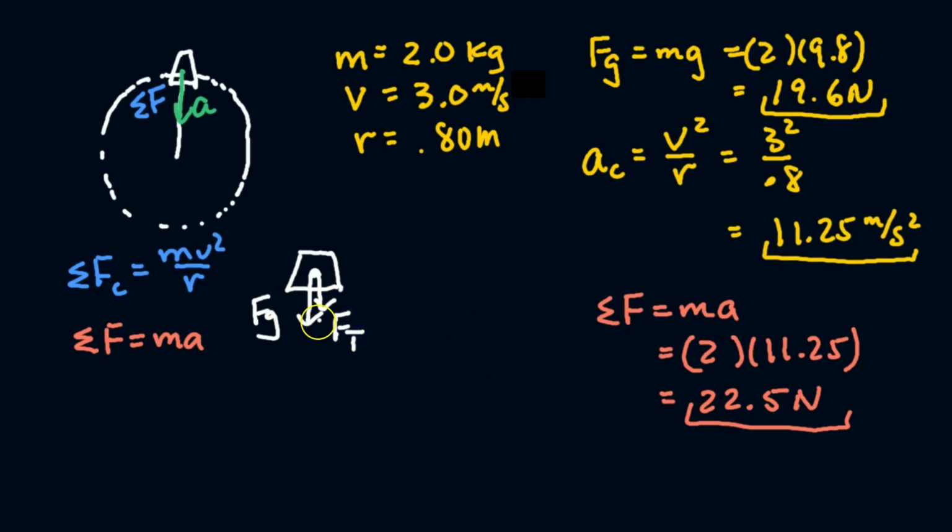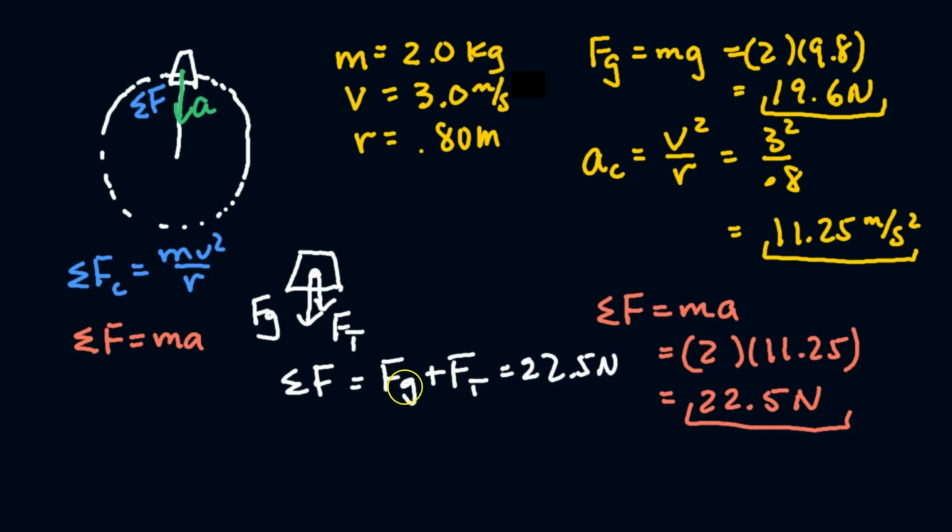So the net force here is Fg plus Ft. Why do we add these? Because sometimes we subtract them, sometimes we add them. Why are we adding them here? Well, when the forces are in the same direction, we add them. And we also know what the net force should be. It's 22.5 newtons. So we're going to set this equal to 22.5 newtons.